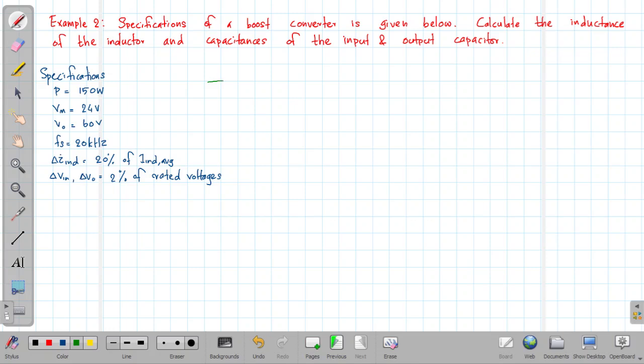If we draw the schematic diagram of the boost converter, this is the diagram: L, Q, D, C out, C in, we have V in, V out. So this is I inductor.